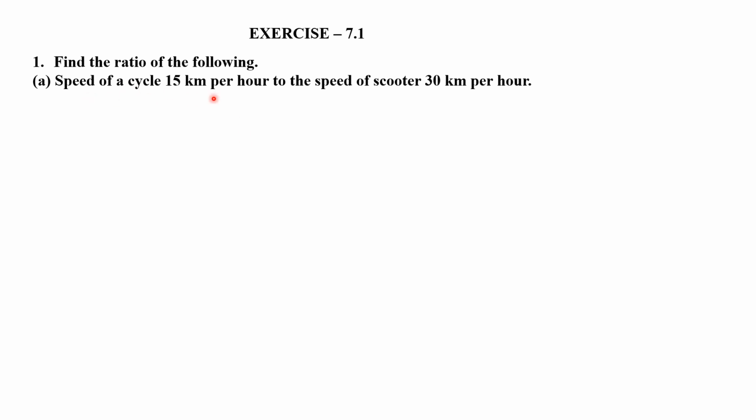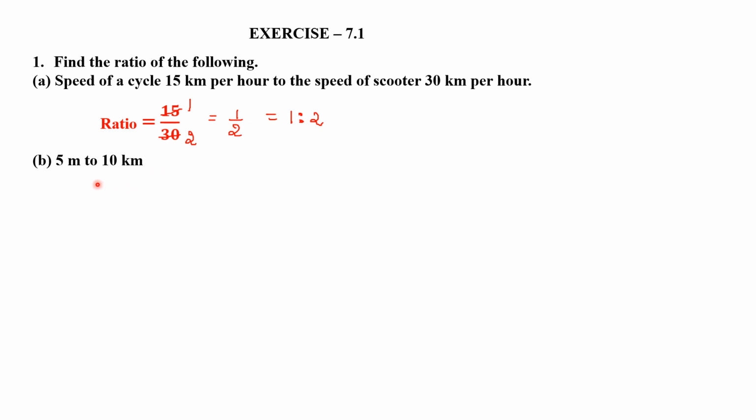So first the speed of the cycle is given, so in the numerator you have to write 15, and then in the denominator you have to write 30. So the ratio will be 15 by 30. Now we can further reduce it. We know that in the 15 table 30 comes, so 15 times 1, 15 times 2, so it is 1 by 2. So we can say the ratio is 1:2.